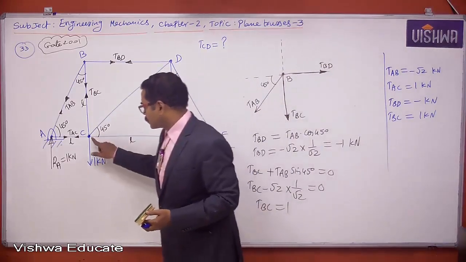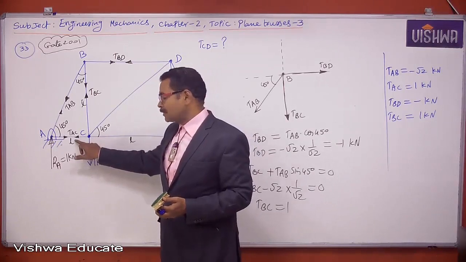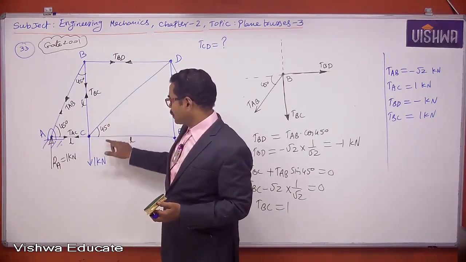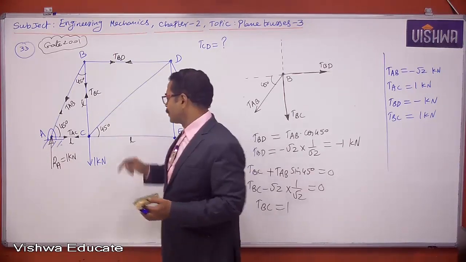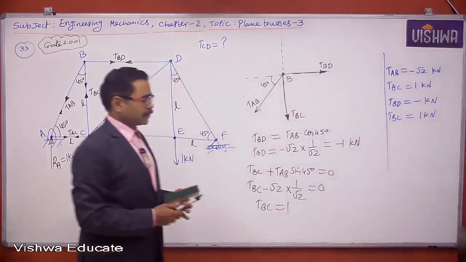What is the other option? This option. If I take joint C, how many unknowns are there? Already I know what TAC is. Already I know what TBC is. I don't know the load here and here. Understand? So, I take joint C. Please copy, then I take joint C.